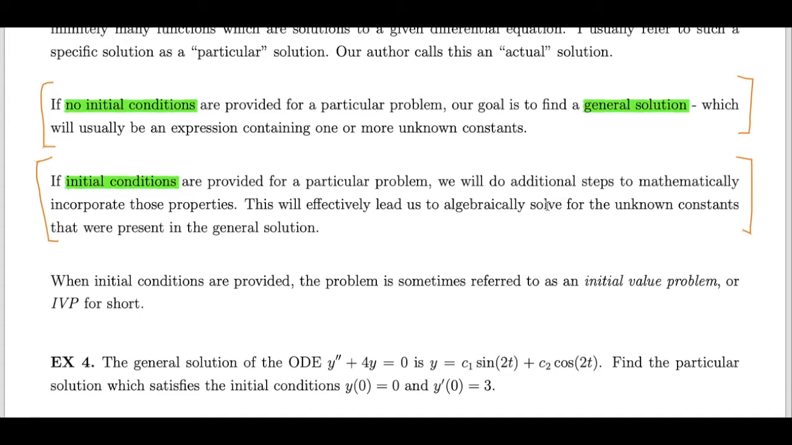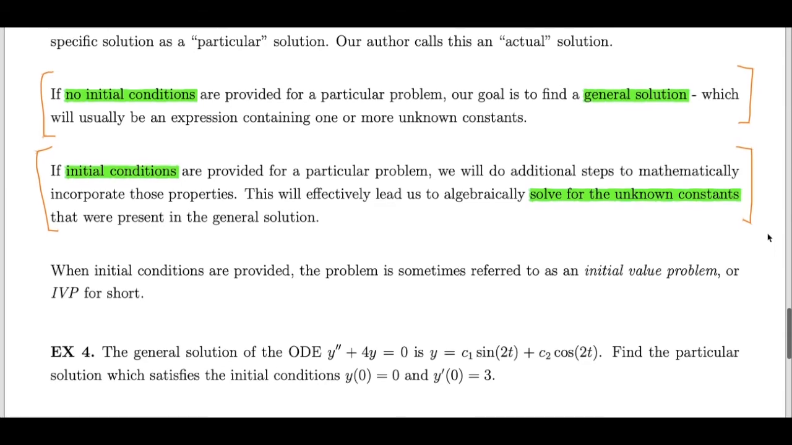So in this case, instead of trying to find the general solution, we're going to solve for the unknown constants algebraically in order to have a particular solution, or as our author calls it, an actual solution. And then one more piece of terminology. In this second case, when we are provided with initial conditions, sometimes the problem is referred to as an initial value problem, or IVP.